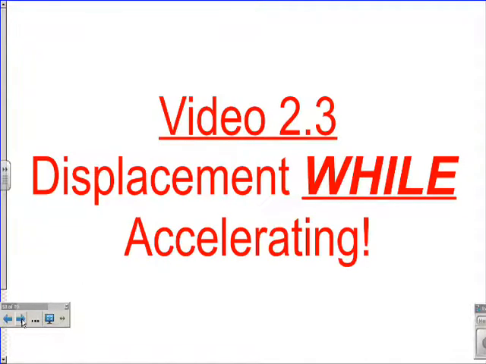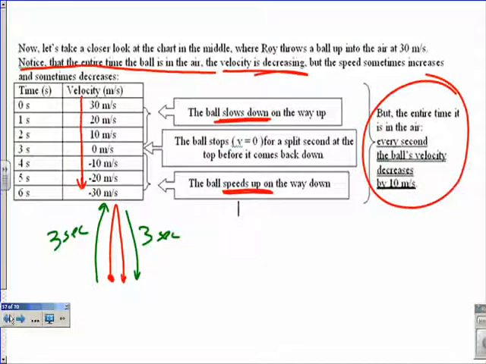I want to reiterate this fact that in this class, anytime a problem is about a ball being dropped or thrown, we're going to assume that there's no air resistance. In the real world, there is. But in most problems, it makes a small enough difference that we can pretty safely ignore it.